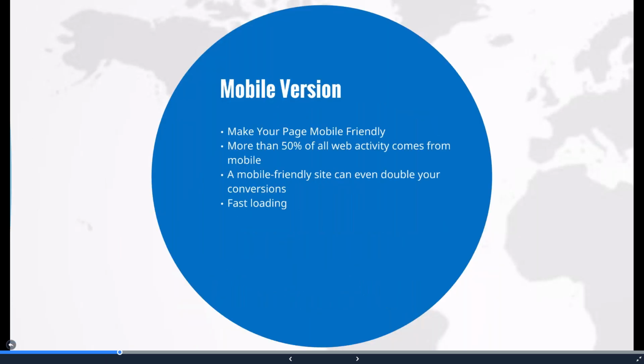Now the third tip, the mobile version of our website. We see that more than 50% of our visitors nowadays are from mobile devices. So we have seen that having a mobile-friendly site can even double your conversions. Your landing page should look and feel great on mobile devices, be easy to navigate and fast loading.